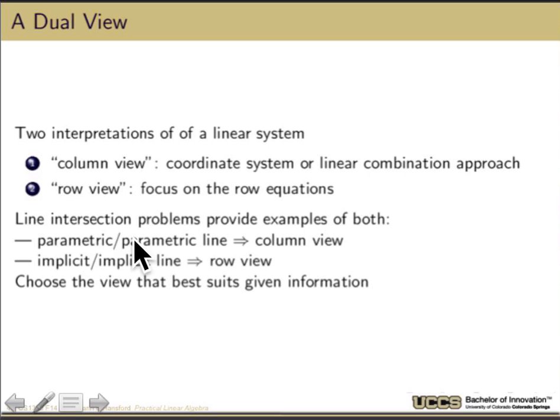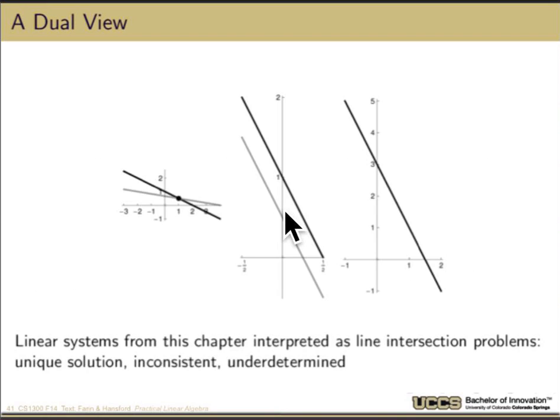If I have a parametric line and a parametric line, then I'm really looking at it from a column view. If I have an implicit line and an implicit line, where I have equations that look like something times x plus something times y equals 0, or equals some right-hand side, then I'm looking at the row view. So implicit lines are the row view, parametric lines are the column view, and you can really choose the best one. We can also look graphically at some of the other things we saw in this chapter.